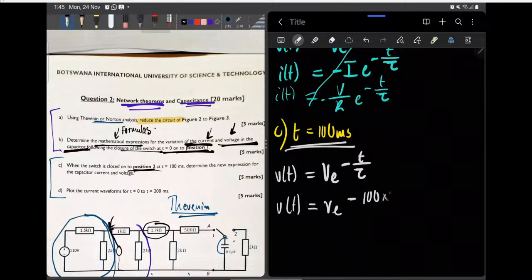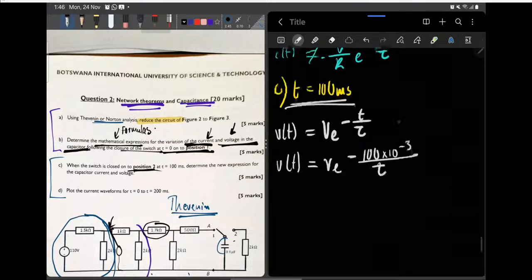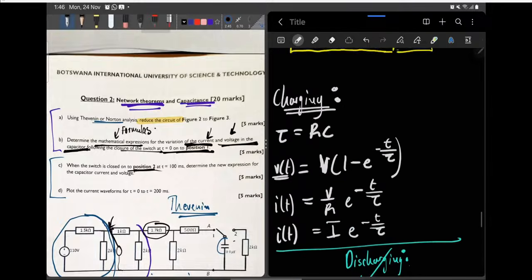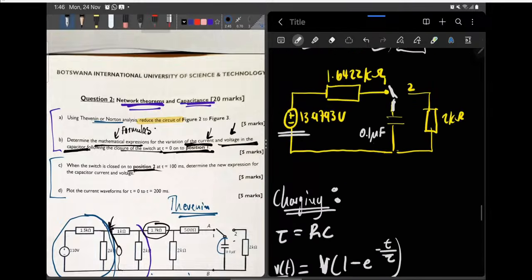(100 milliseconds), that's times 10 to the negative 3. And if you want to actually put tau in here, your tau is just RC. I should have actually gotten it for this previous question, this part 1, because I have the R. It is this R which is in series with my resistor. That is for part 1.